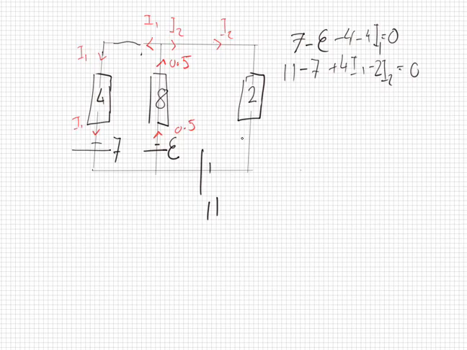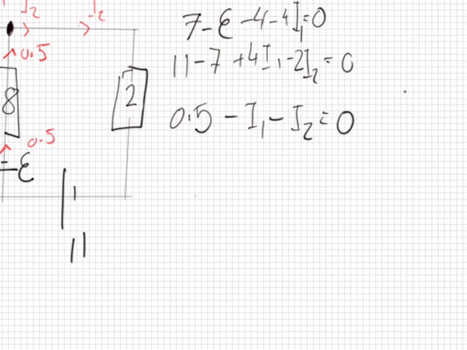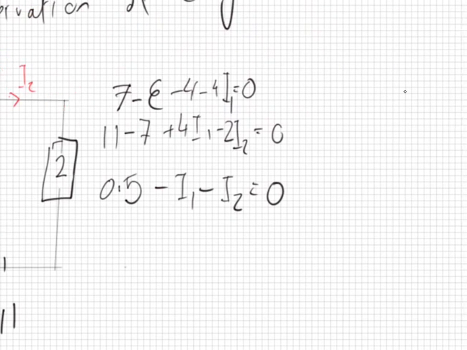Yep. Okay. And then now we've used a junction rule. So what current is going into this junction? 0.5. And what's coming out? I1 minus I2 equals 0. So can we just say I1 plus I2? Yeah, now we have to clean these up a little bit, see what we got here.